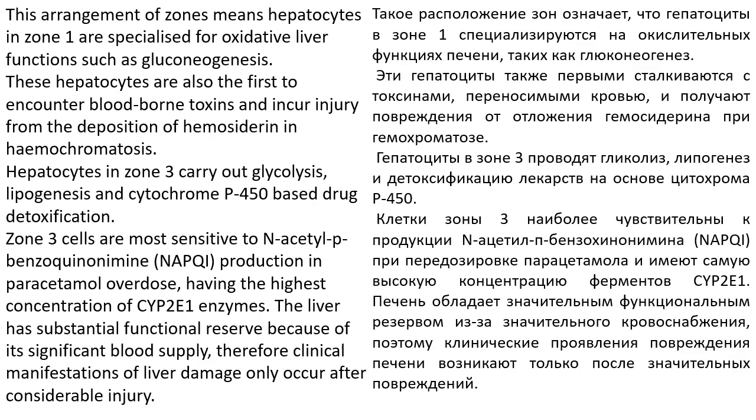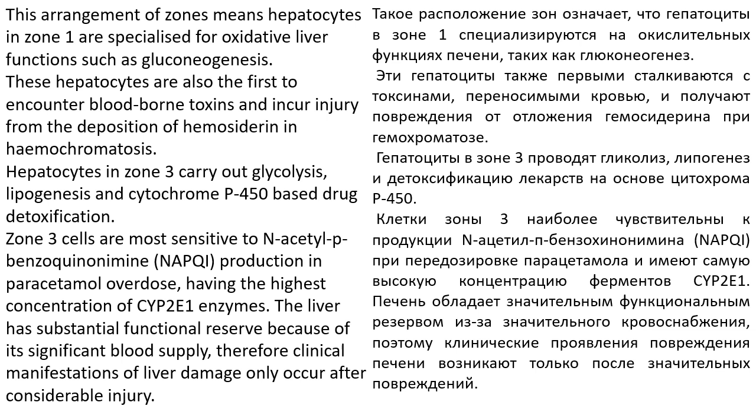This arrangement of zones means hepatocytes in zone 1 are specialized for oxidative liver functions such as gluconeogenesis. These hepatocytes are also the first to encounter blood-borne toxins and injury from the deposition of hemosiderin in hemochromatosis. Hepatocytes in zone 3 carry out glycolysis, lipogenesis, and cytochrome P450 based drug detoxification. Zone 3 cells are more sensitive to NAPQI production in paracetamol overdose, having the highest concentration of the enzymes.